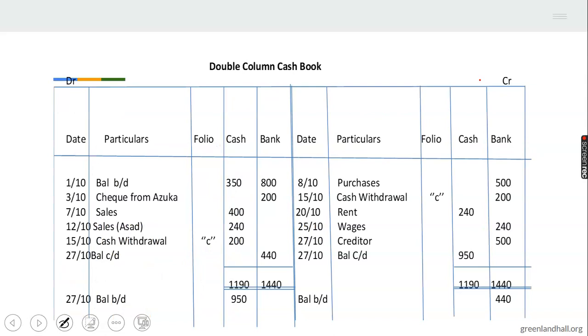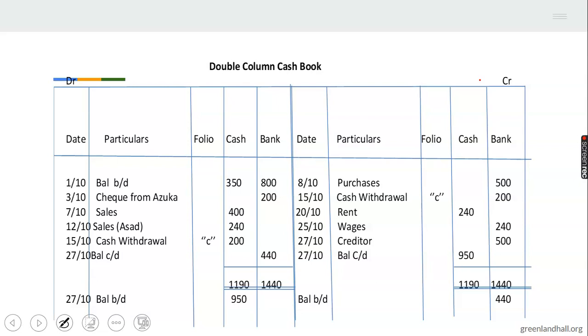Then recording all these transactions, we are going to apply the double entry principle. So we have the debit side and then the credit side. The debit side is at the left-hand side and the credit side is at the right-hand side. The debit side is the side receiving some value or some amount, whether cash or check, while the credit side is the side giving out some value. It could be cash or it could be check.